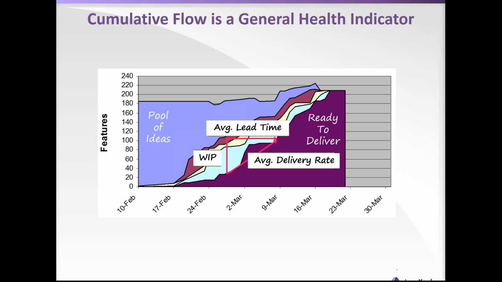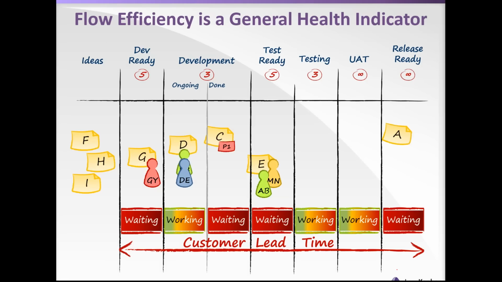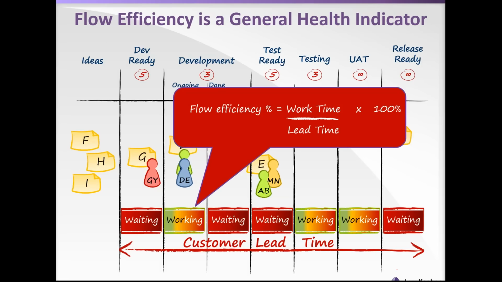Flow efficiency, that's another general health indicator, and flow efficiency is another metric which is reported as a standard feature in SwiftKanban. Again, a general health indicator, if our flow efficiency is low, it is an indication that there's a lot of room for improvement.